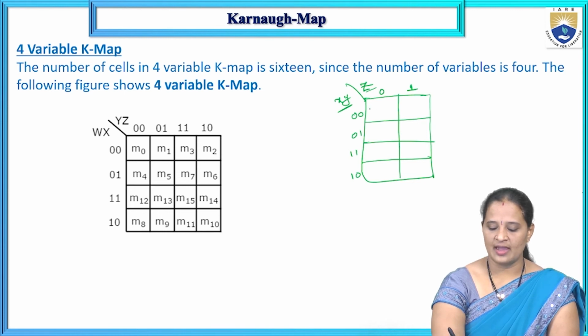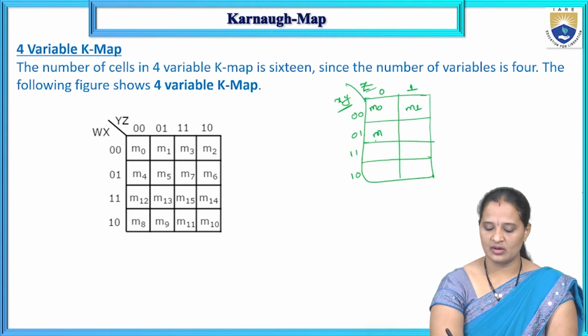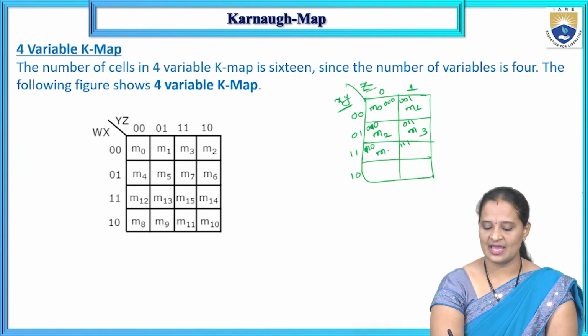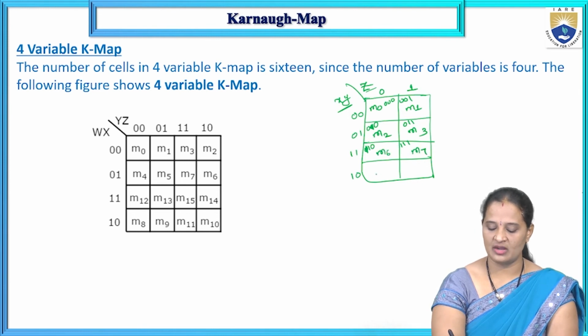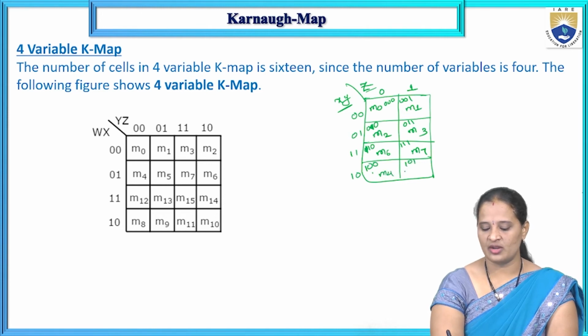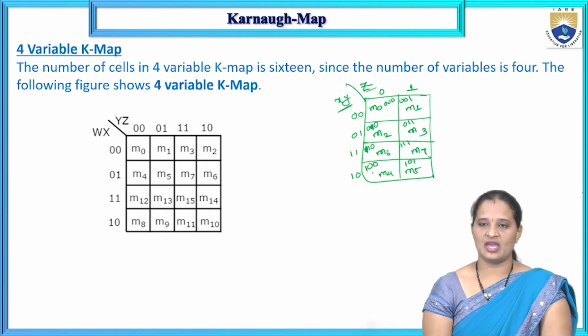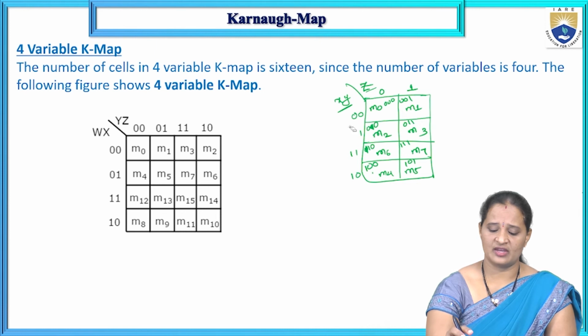So this is M0, this one is M1, this one is M2, and this one is M3, because this is 0, 0, 0, 0, 0, 1. And this one is 1, 1, 0 means M6, 1, 1, 1 means M7. And this one is 1, 0, 0, 1, 0, 1, that is M4, M5. Like this also we can draw the three variable K-map. So this is the three variable K-map.